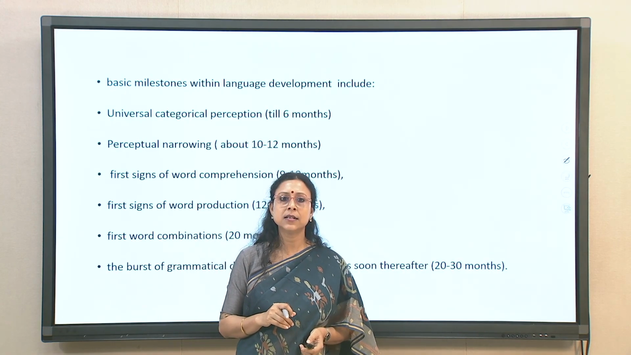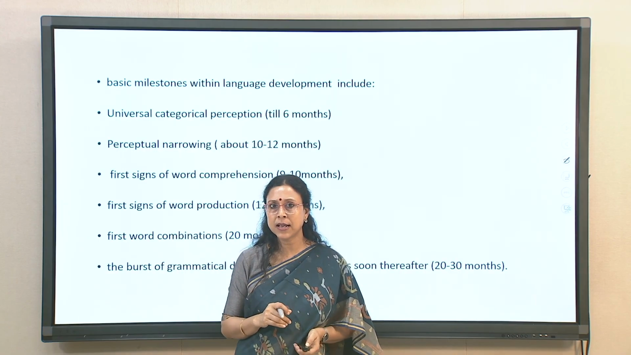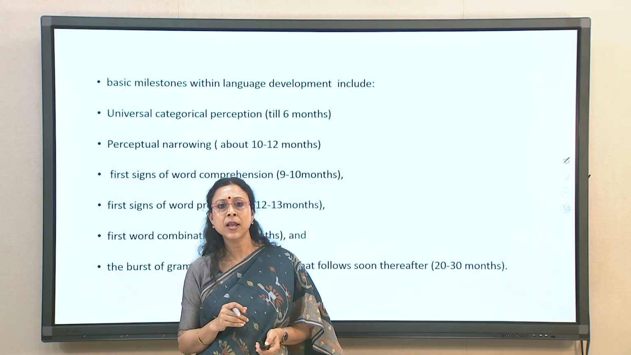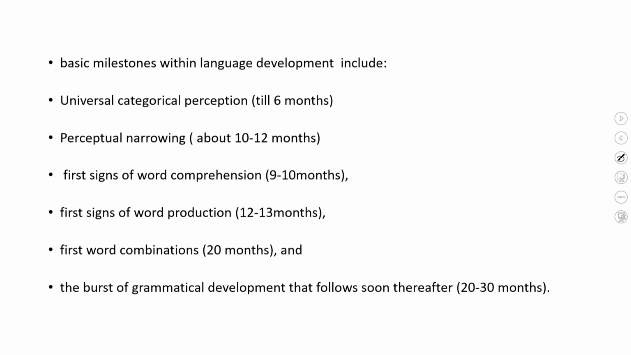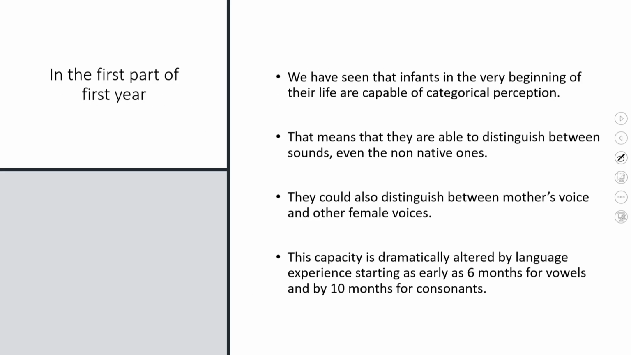Now, when we look at the basic milestones of language acquisition among children, there are some very important milestones. We have already looked at them before, but just to brush up. So, in the initial stages, the first 6 months we have universal categorical perception, then we have perceptual narrowing, followed by first signs of word comprehension, followed by word production, and then of course, we have development of grammatical rules and larger sentences and so on.